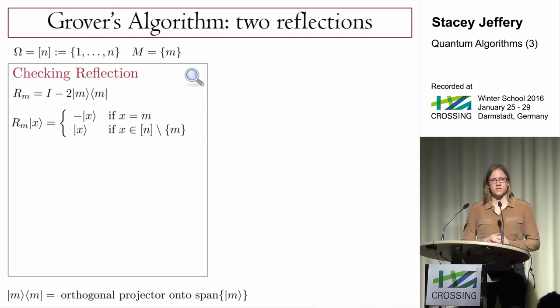Okay, so is this clear? So this checking operation is just going to mark our marked state m by putting a minus sign in front of it. Okay, is it clear to everyone how this is defined?